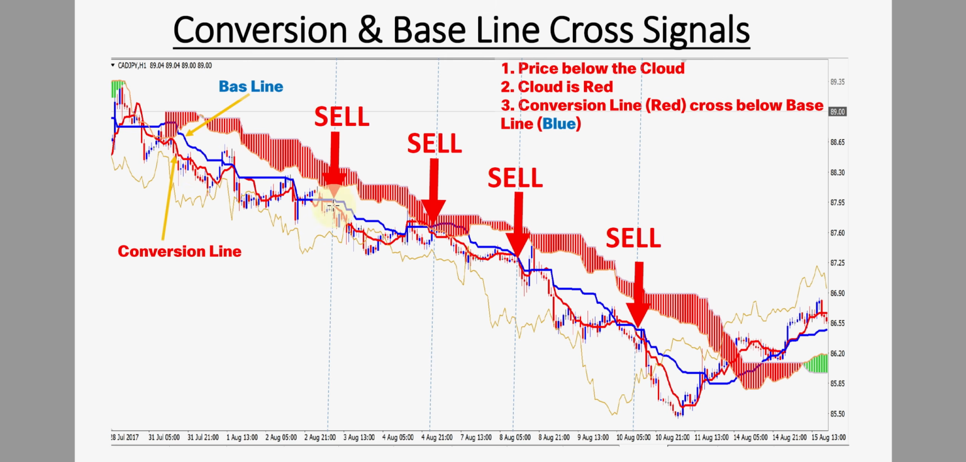Strong sell. The red crosses below the blue. This is a neutral sell because it happened in the cloud. Strong sell, and bang, we broke the cloud and suddenly we change trend to an uptrend from here onward.